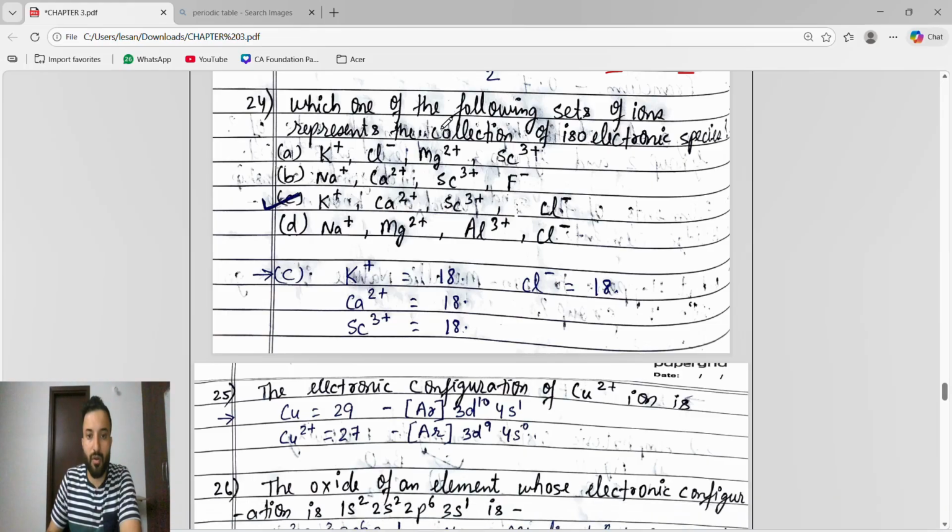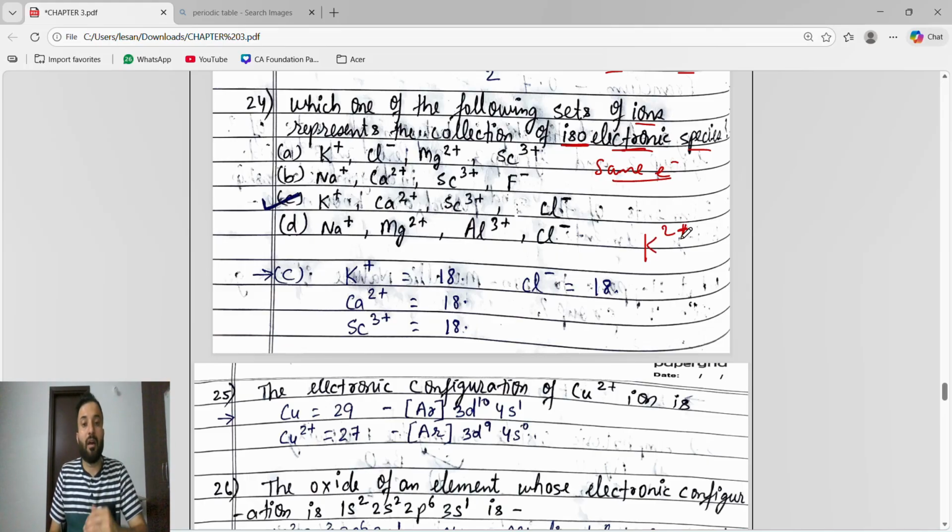Which of the following sets of ions represents a collection of isoelectronic species? Guys, we know isoelectronic means iso means same, electronic means same number of electrons. Now check it out. K plus, guys, we know plus means what? When the plus comes, we are taking out the electron, so the sign will be plus. So originally we have to do the minus. If it is K2 plus, it means 2 plus.